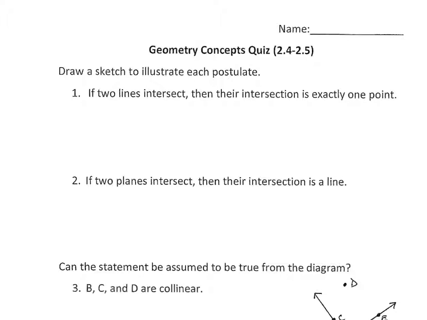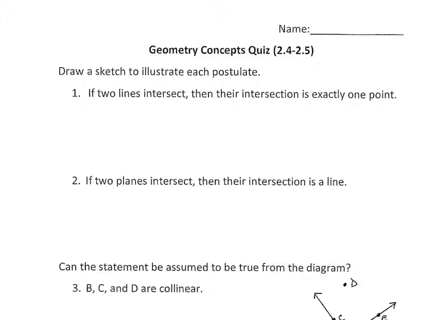The first two problems, we are to sketch, or draw a picture, on numbers 1 and 2. Number 1 says if two lines intersect, then their intersection is exactly one point. So basically just draw two lines that intersect and maybe label the point where they cross one another. That's what you're doing in number 1.